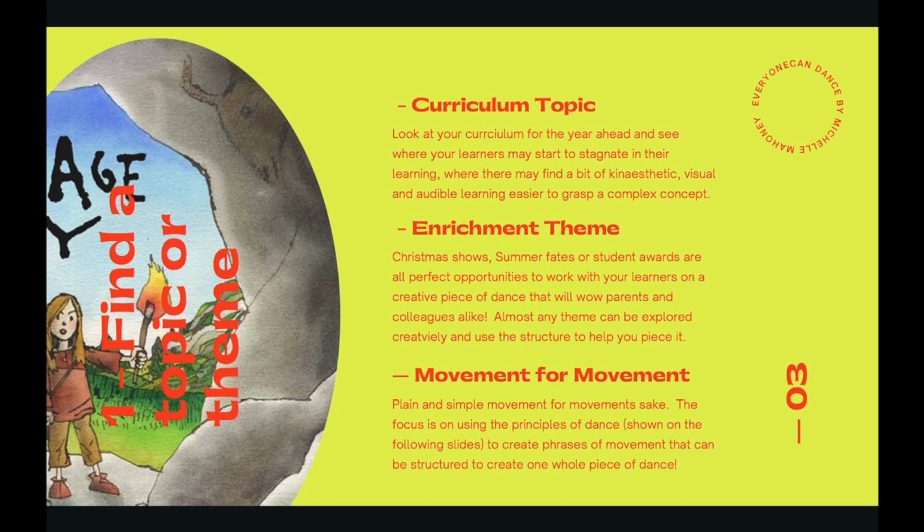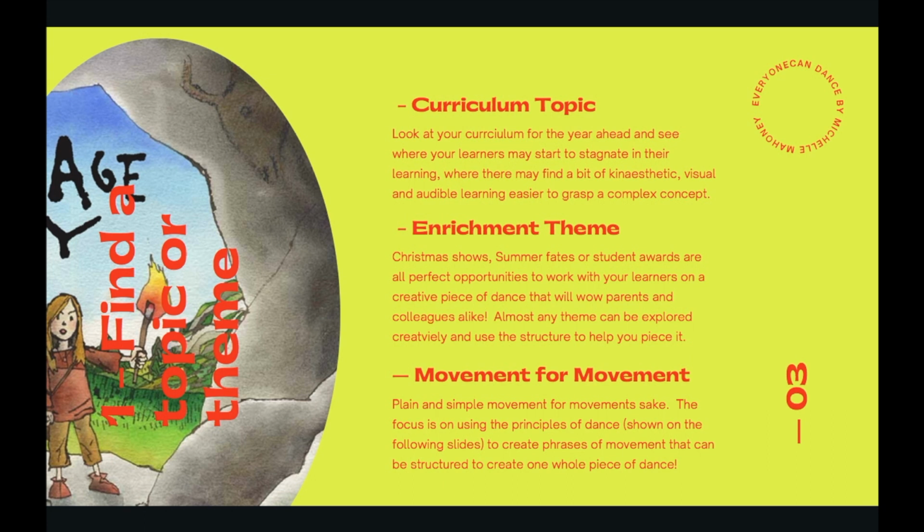Your first option is a curriculum topic. So you can look at your curriculum for the year ahead and you can see where your learners might start to stagnate in their learning, or where you think that actually a bit of kinesthetic, visual and audible learning might make it easier for your learners to grasp what could be quite a complex concept.